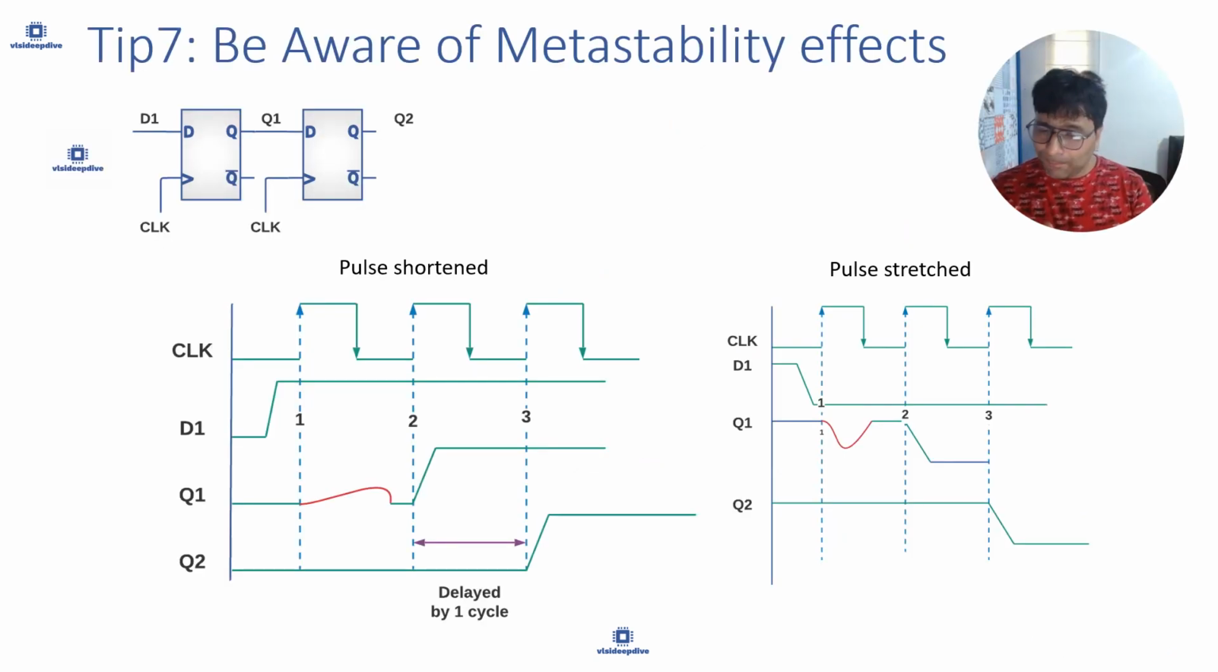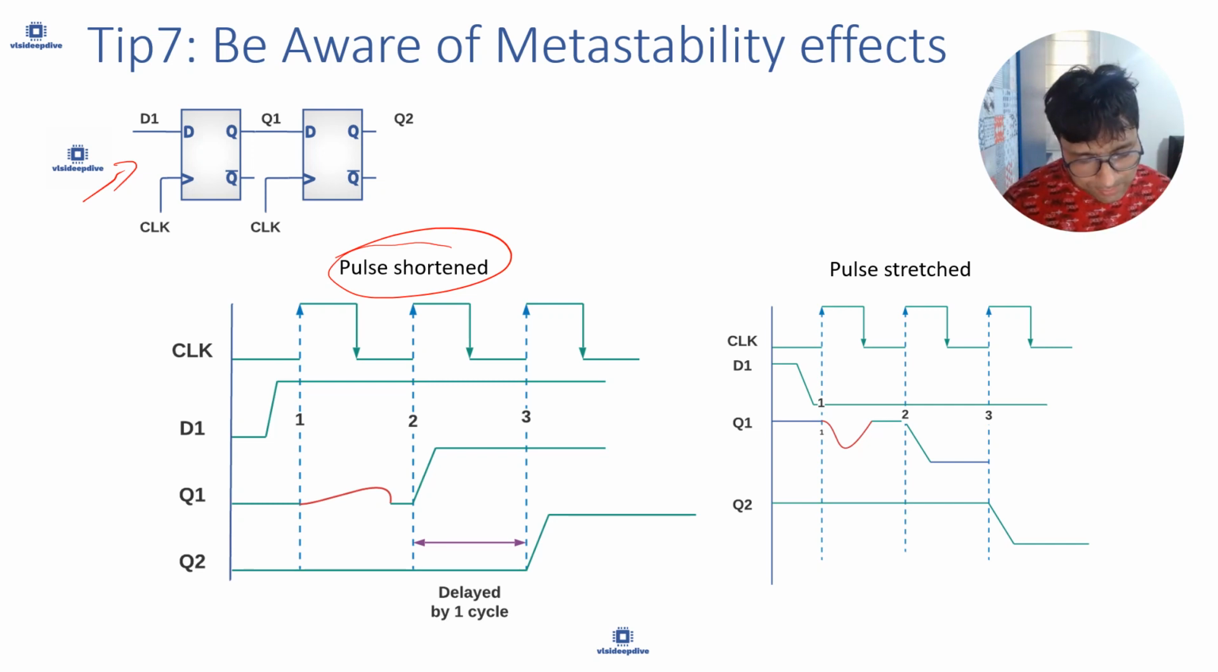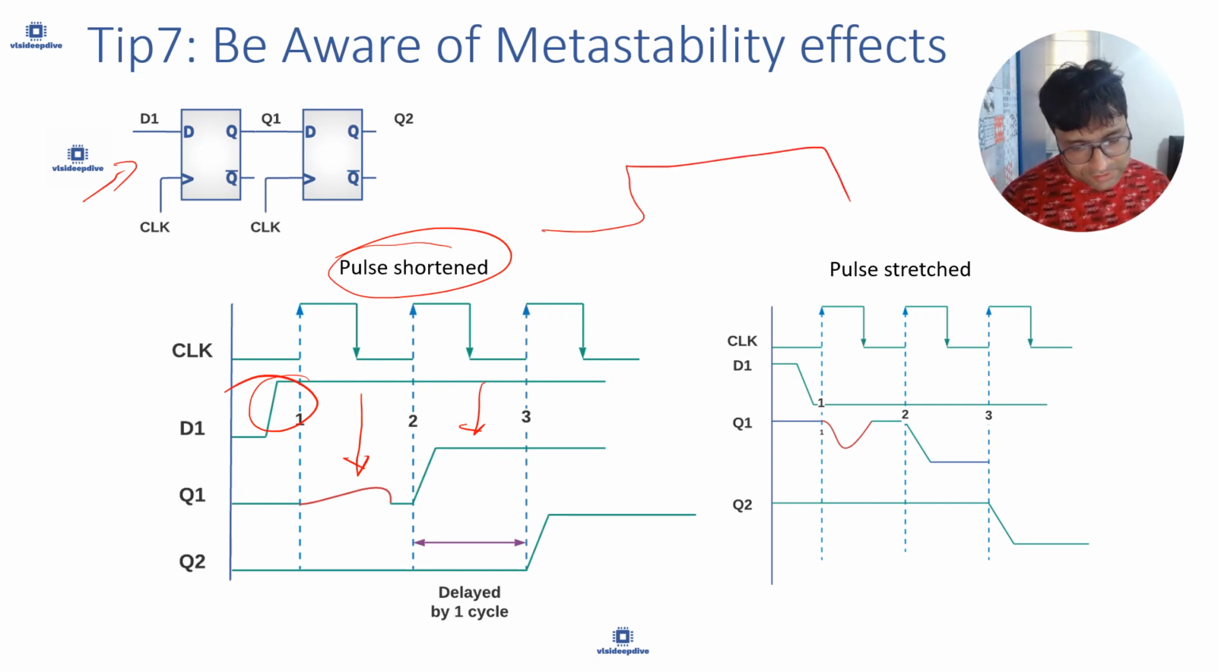And the 7th tip and the last tip, which a lot of people forget about, is be aware of the metastability effect. When a signal is going through a synchronizer, the pulse of the signal can be shortened. How it can happen is, for example, the signal changes very close to the clock edge. It is not captured in the first clock cycle. Rather, it is captured in the second clock cycle. So the pulse, which would have been longer because it was captured later, gets shortened.